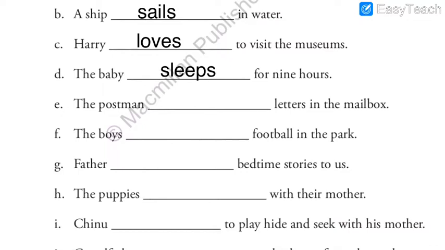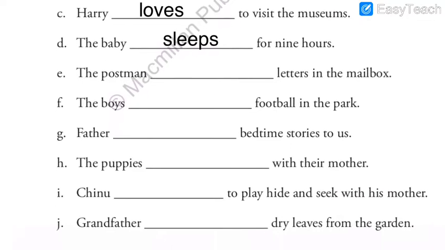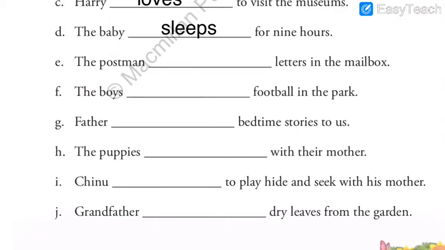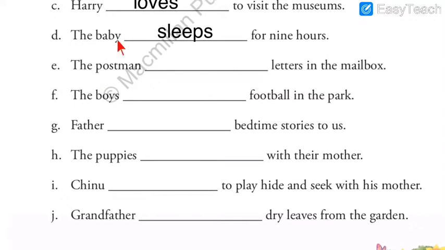Okay, so this is how I solved 3 to 4 blanks. Let us solve further. Now, "The postman dash letters in the mailbox." The postman posts the letters, right? That could be the answer. I am not going to write it because I know that then you will just copy it down. So I will leave a few for you. I'll just pick certain complex sentences so that you can understand that kind of sentence too.